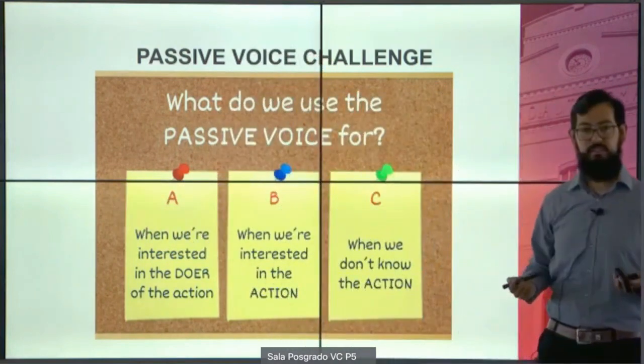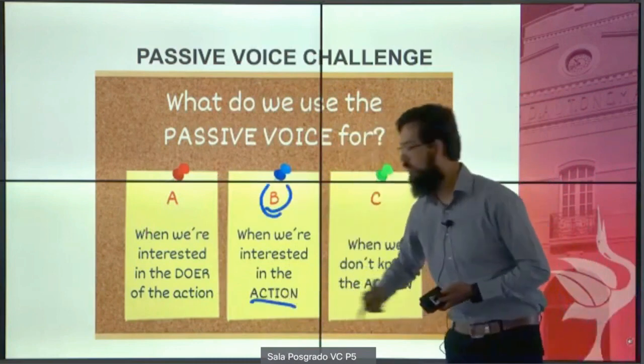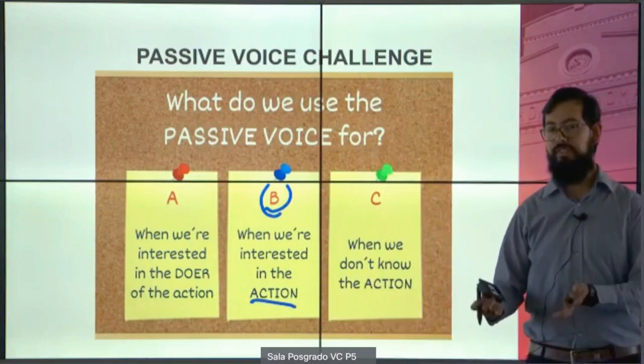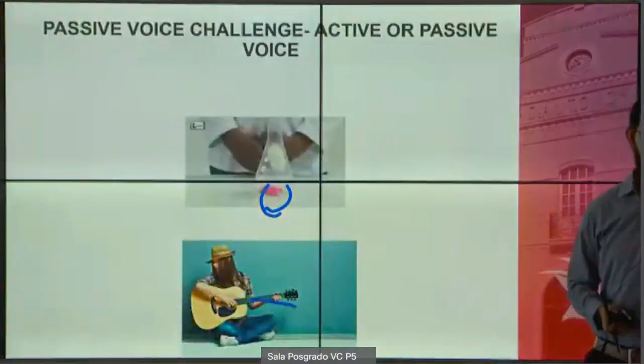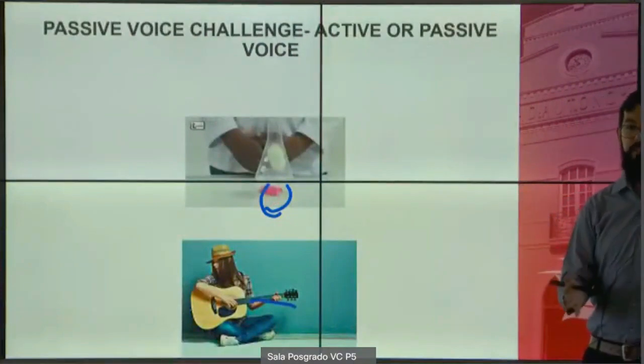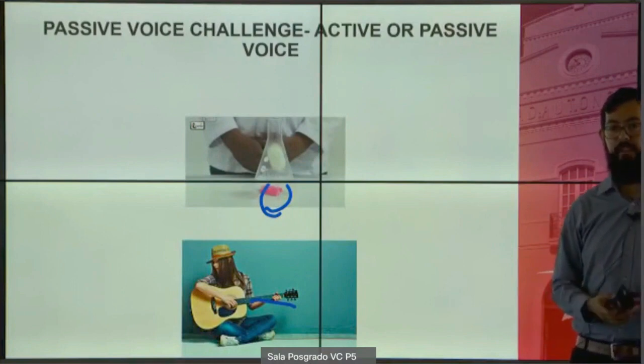Okay? Guess it right, it's B. The action. The action is important. Okay? Emphasis on the action. Okay? Now, this is another challenge that I have. Just try to guess. Tell me, is it active or passive voice? What do you think?